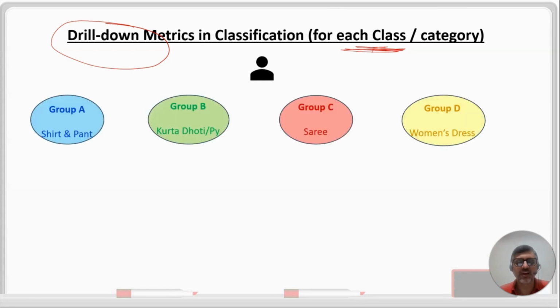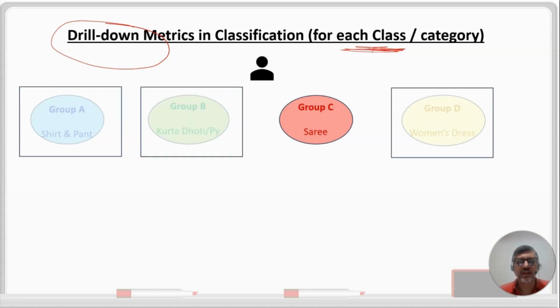Let me go back to the example that we have been talking about. In our example, there were 4 categories, 4 classes or 4 groups based on the attire of the person. Now, let us say, for instance, you were not really interested in some of these groups, but you were only interested in one particular group. Let's say you were only interested in the group of people who wore saris. So this was the group that you were interested in. You were particularly not interested in other groups for the moment.